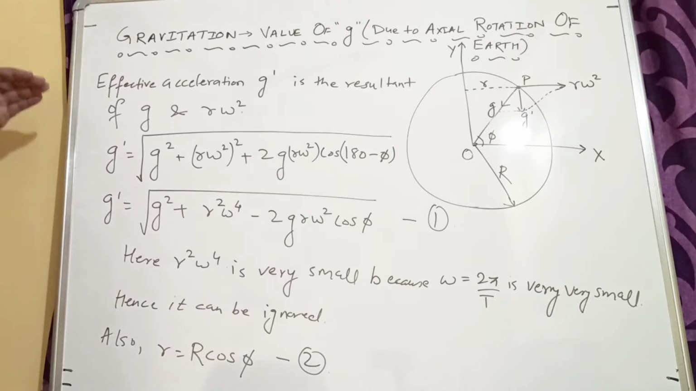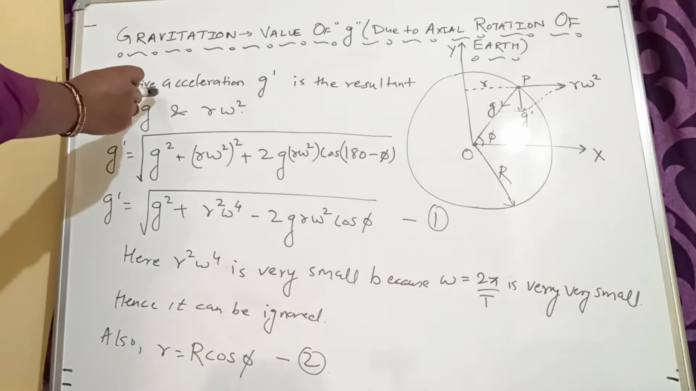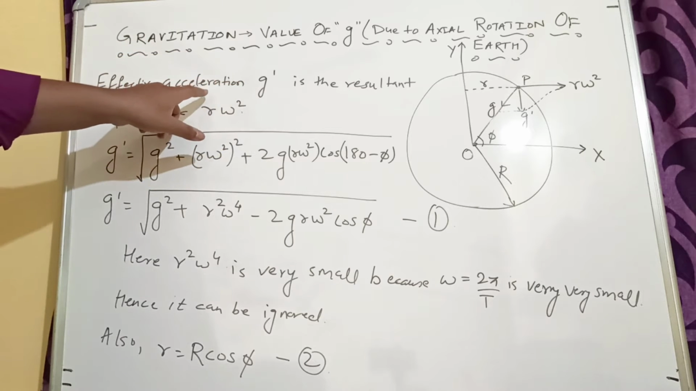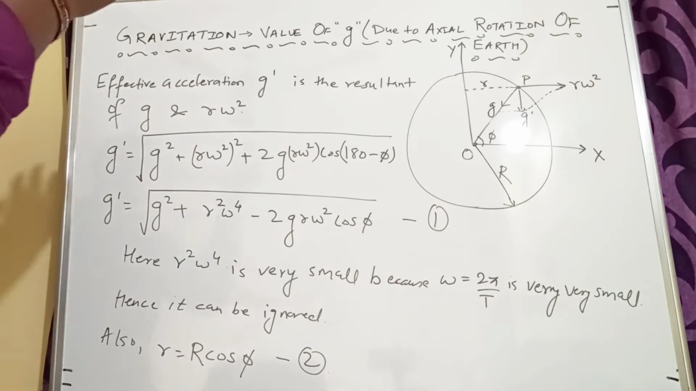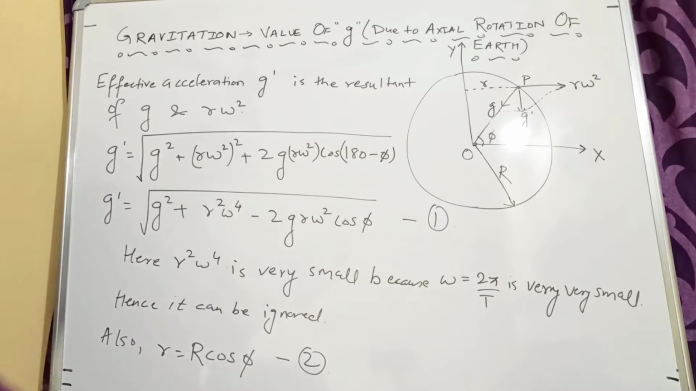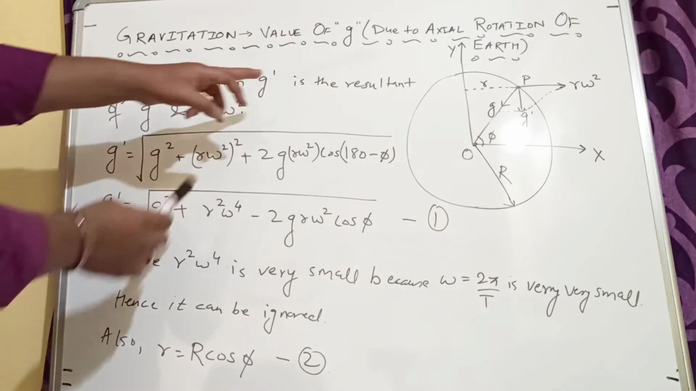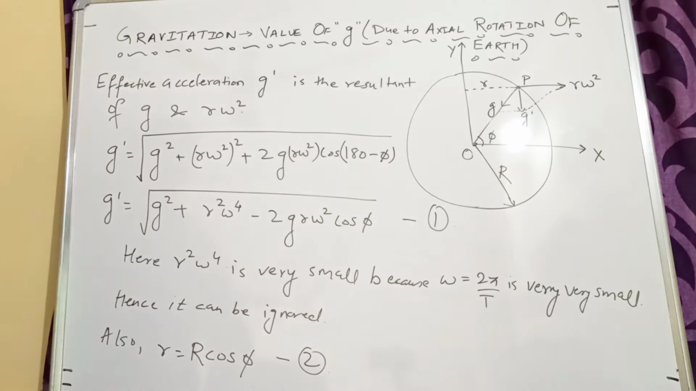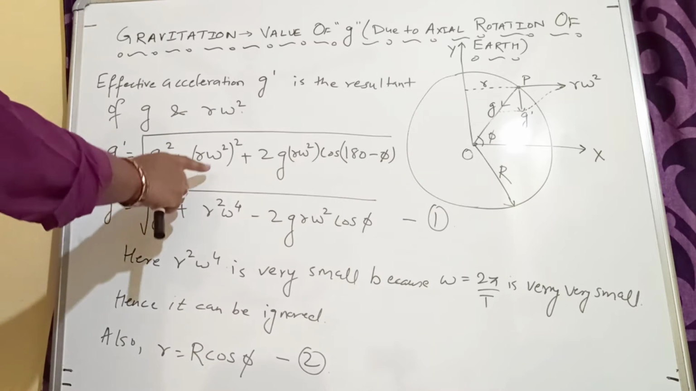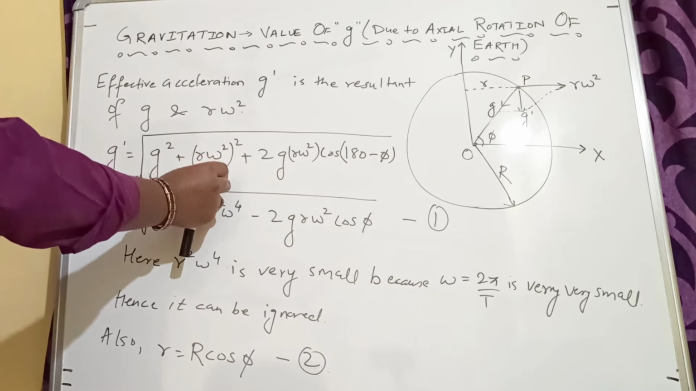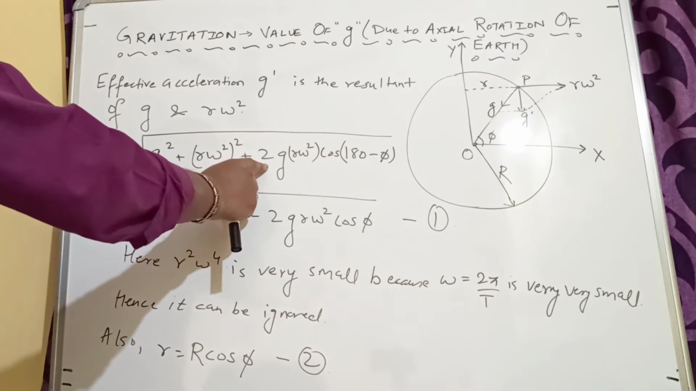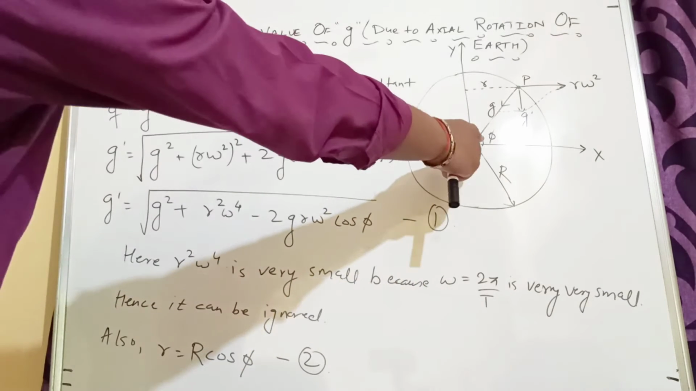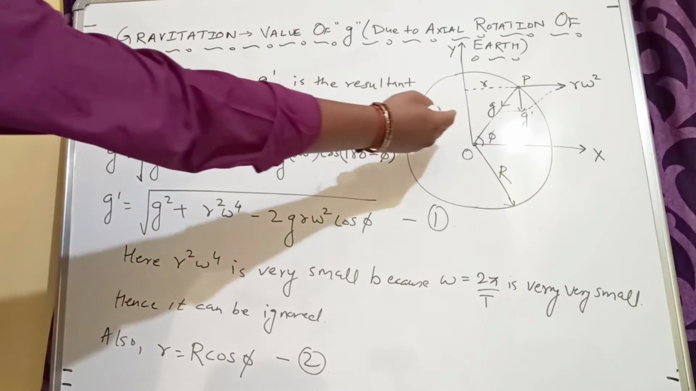Right, now come to the next portion. See, the effective acceleration g dash. In this we are finding the value of g dash, which is the effective acceleration, meaning the acceleration due to the axial rotation of Earth. So the effective acceleration g dash will be the resultant of g and r omega square. So how do we find it? g dash will be equal to under root g square plus (r omega square) whole square plus 2 g r omega square into cos(180 minus phi), because this angle is 180 minus phi.